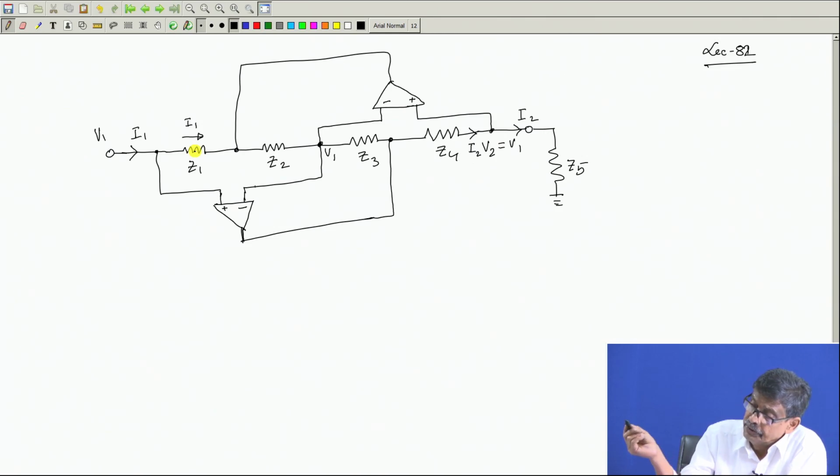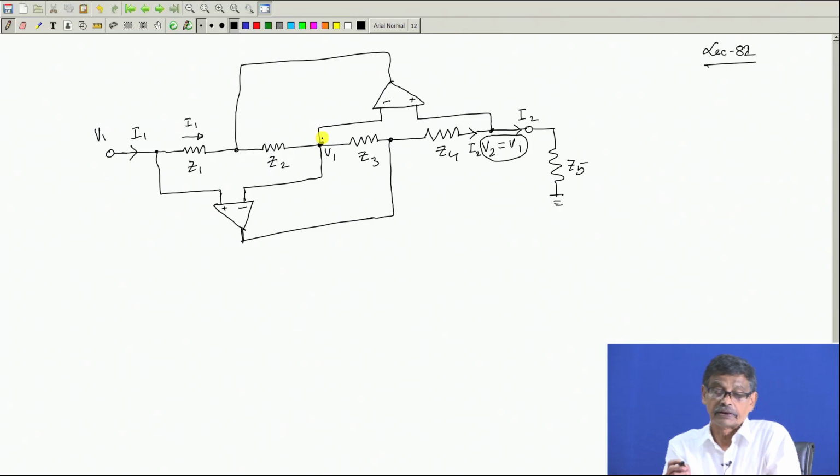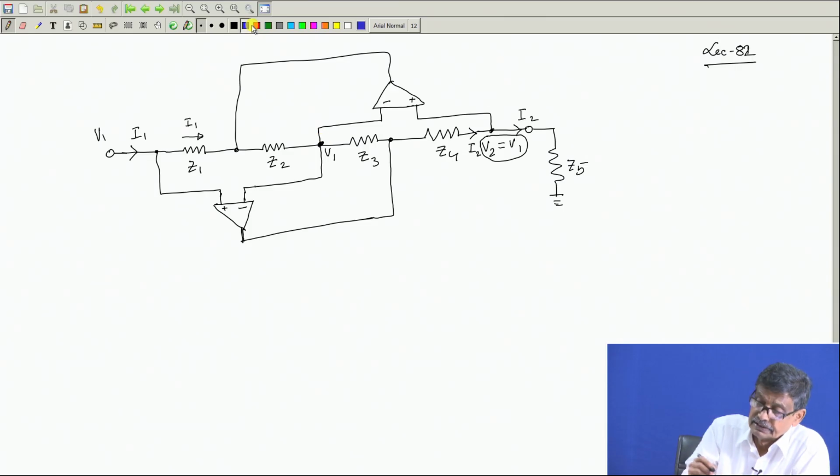Now, we would like to find out this voltage, mind you, this V2 is equal to V1. I concluded, and also this point potential is V1. That is what I concluded. Now, what I will assume is this current, let us say this current is Ix.